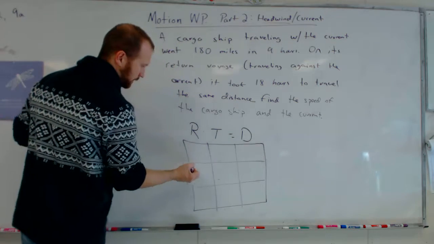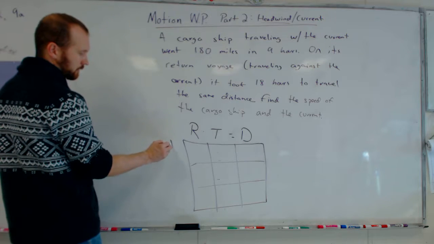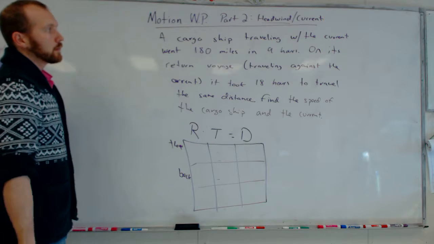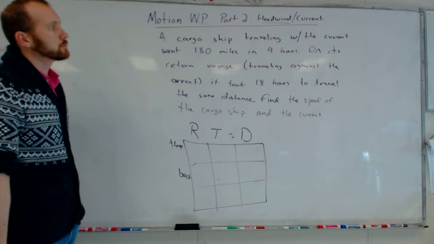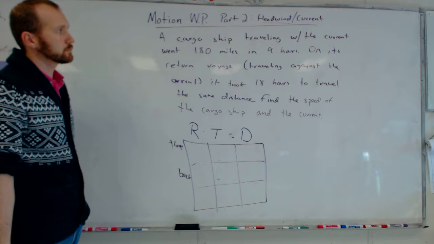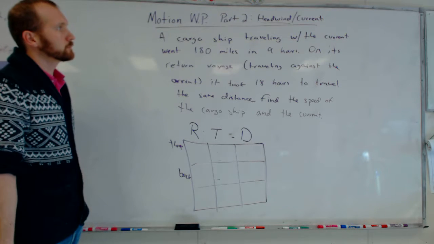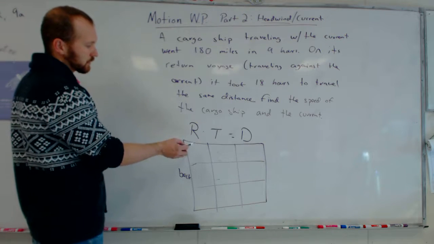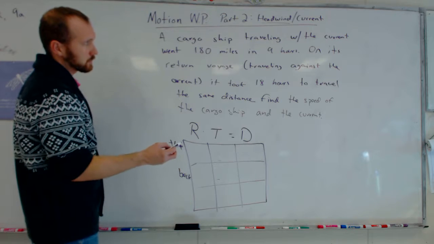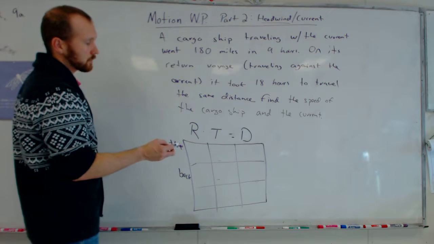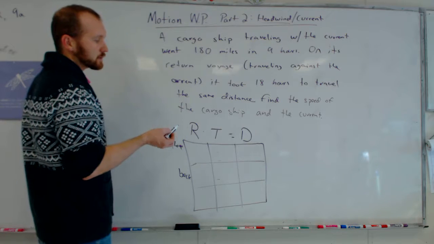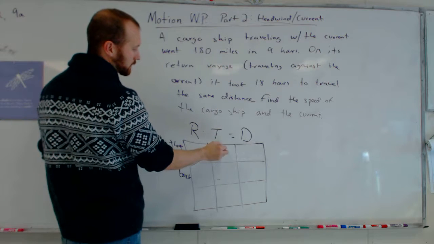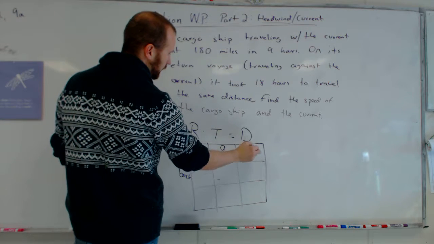Chart. Just remember we're going to say going there and coming back. Alright, so going there, we still don't actually know the rate. Well, we could figure it out, right? We can actually figure part of it out. So he went 180 miles in 9 hours, so we could say 9 hours and 180 miles.